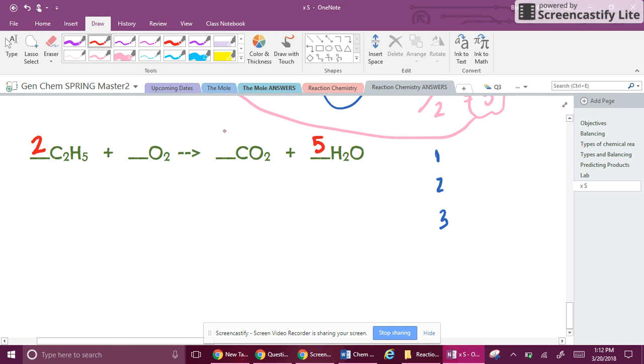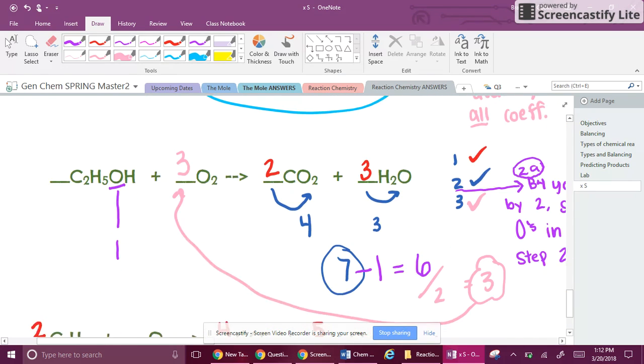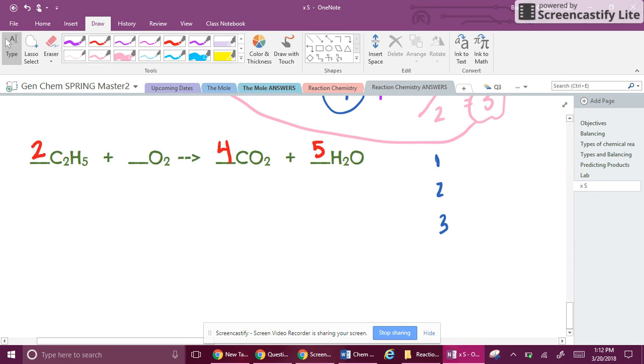So now I have to fix my carbons. I did have a 2 there, but now I need to change that to a 4. So it's kind of similar. It's just that you're doing it right at step 1 instead of step 3A. So there's that. Check, and then count up my oxygens.